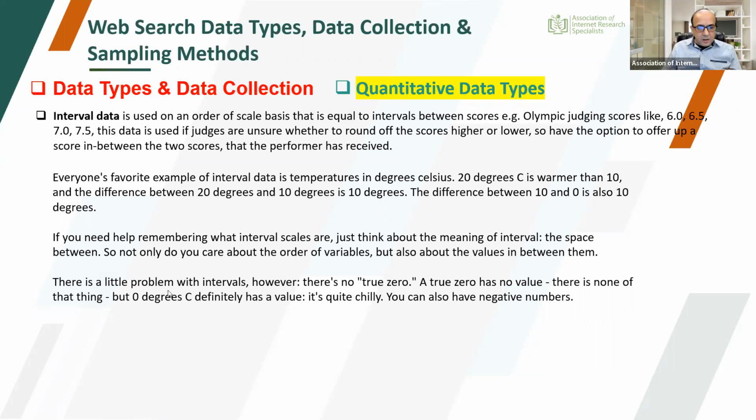Okay. There is a little problem with interval. However, there is no true zero. A true zero has no value. There is none of that thing, but 0 degrees C definitely has a value. It's quite chilly. You can also have negative numbers.